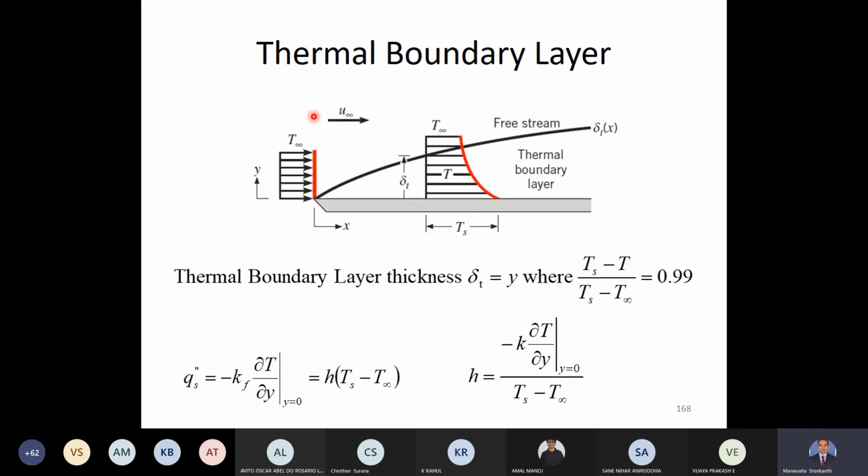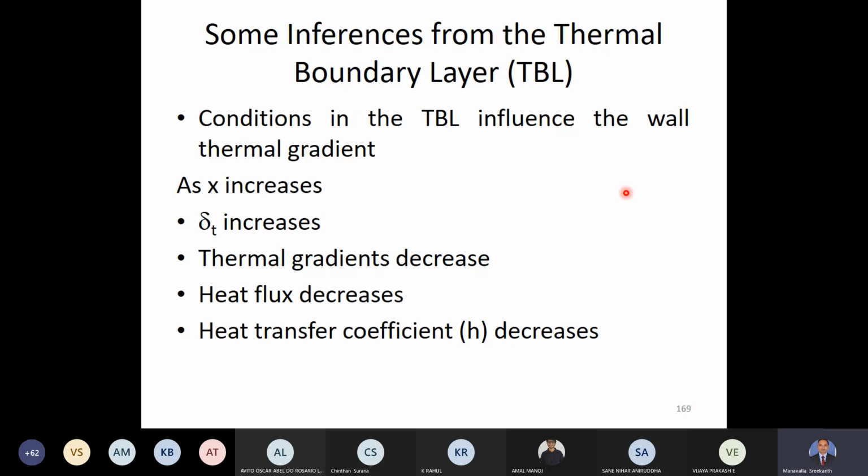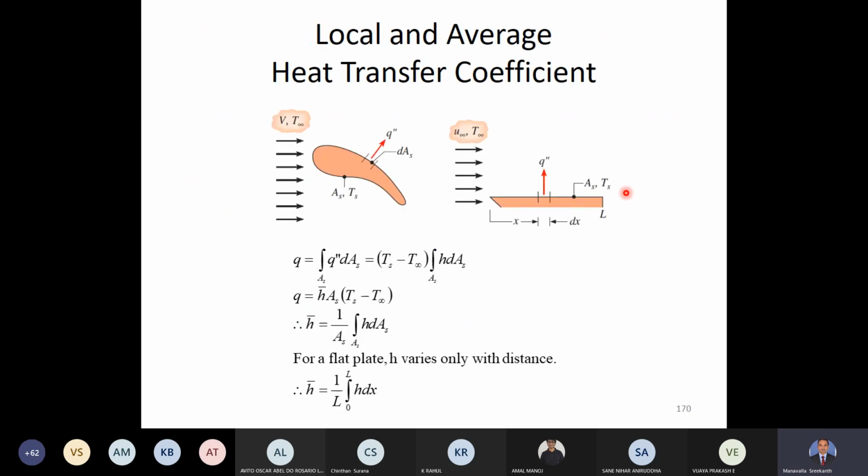That means the heat transfer coefficient is maximum in this region, whereas the heat transfer coefficient decreases as you go in this x direction. That means if you try to plot the heat transfer coefficient in the x direction, it will be a high value here and it will keep on decreasing like this. So these are some points it's important to remember as far as the thermal boundary layer is concerned. Now coming to determining the heat transfer coefficient.